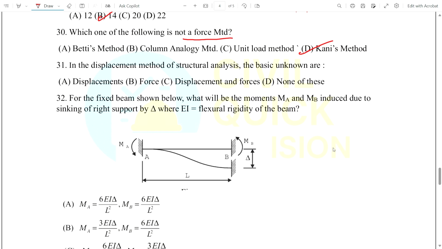Now coming to 31, in a displacement method of a structural analysis, the basic unknown are what? Displacement, force, displacement and forces, none of the above.